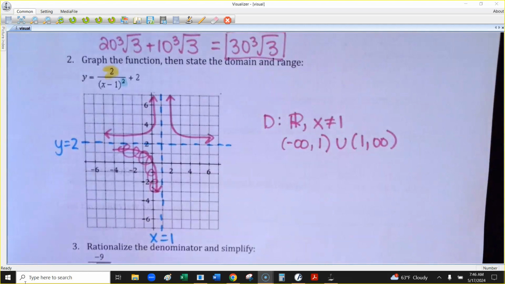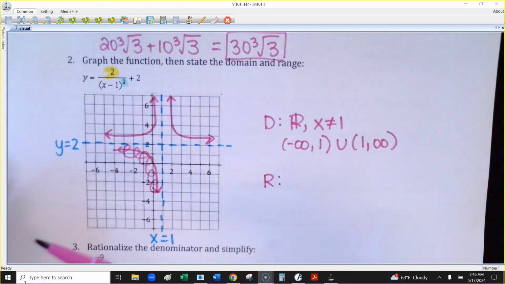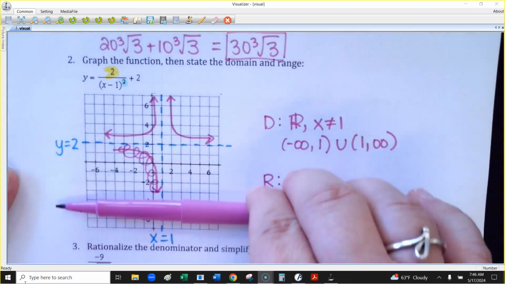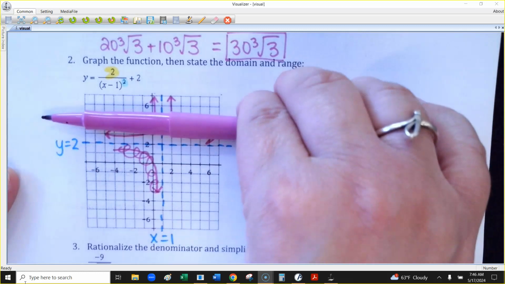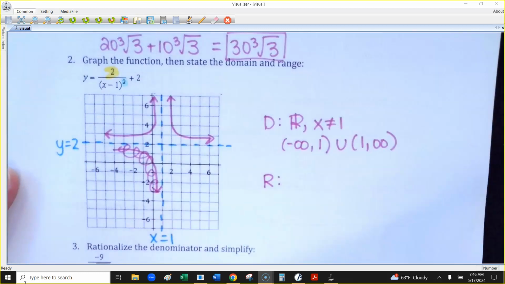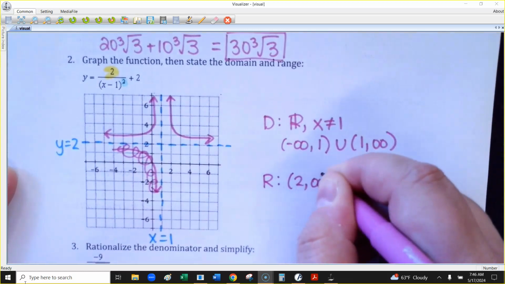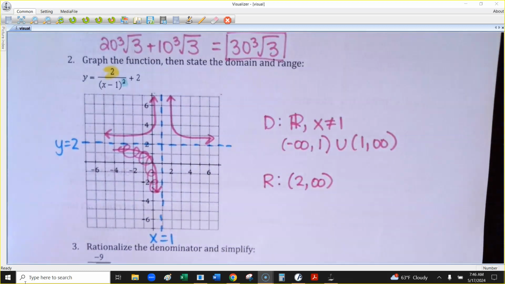Now for your range, this is not all real numbers except 1, because I don't touch any part of the graph until I hop over that asymptote. So all the y values are going to be above 2, but we're not actually going to touch the 2. You would just write 2 comma positive infinity for your range. Anybody have a question?